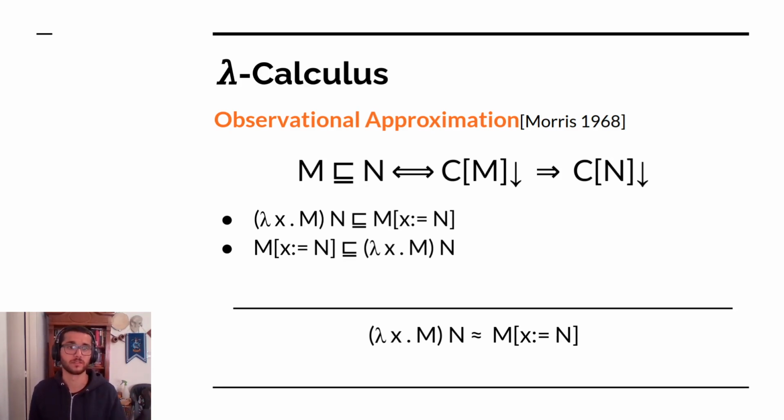Here we are referring to contexts as just programs with holes. So basically we are observing how they behave based on the relation between terms and values. For example, the beta reduction rule defines two observably equivalent terms. A beta-reducible term is approximated by the resulting term of the evaluation rule, and also the other way around.